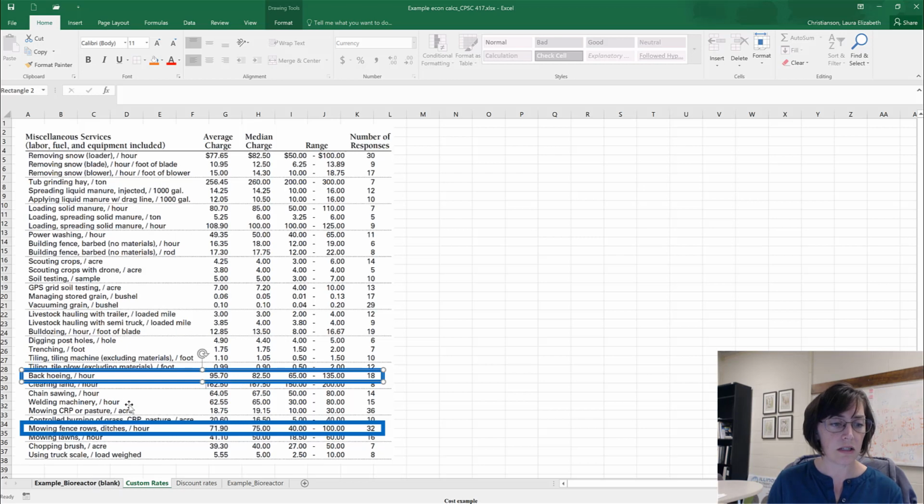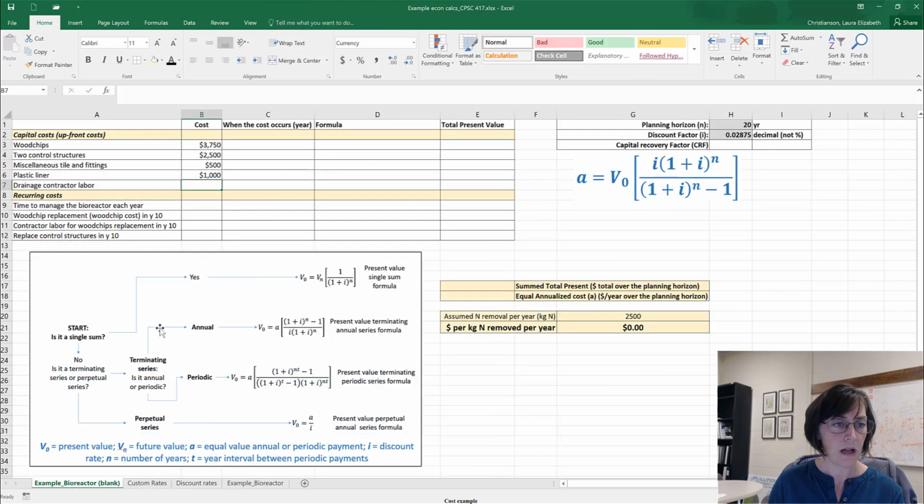Or I could use $100. Let's use $100 an hour because I see the range goes from 65 to 135. Let's use $100 an hour for backhoeing. I still have to know how many hours. Well, I'm going to guess or estimate it takes 2 guys about 2 days to build a bioreactor. So a drainage contractor and his assistant.